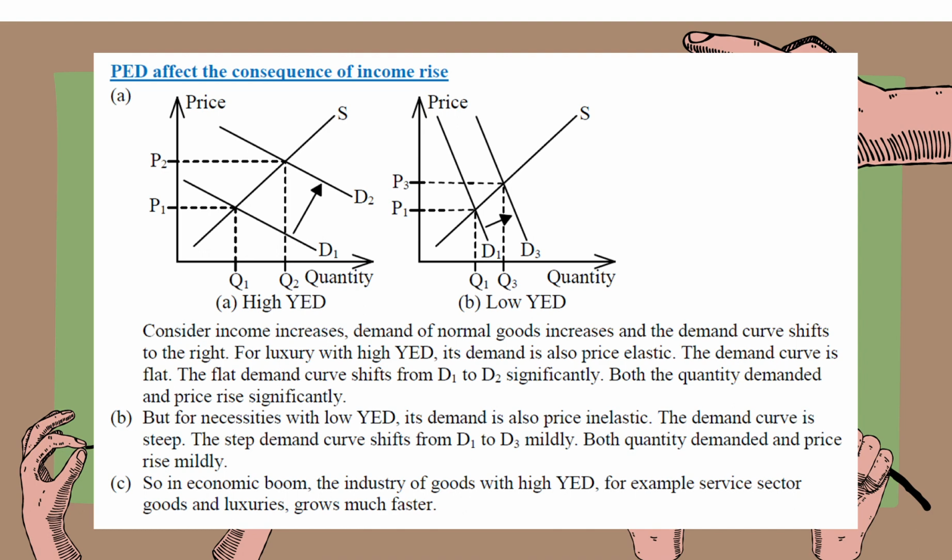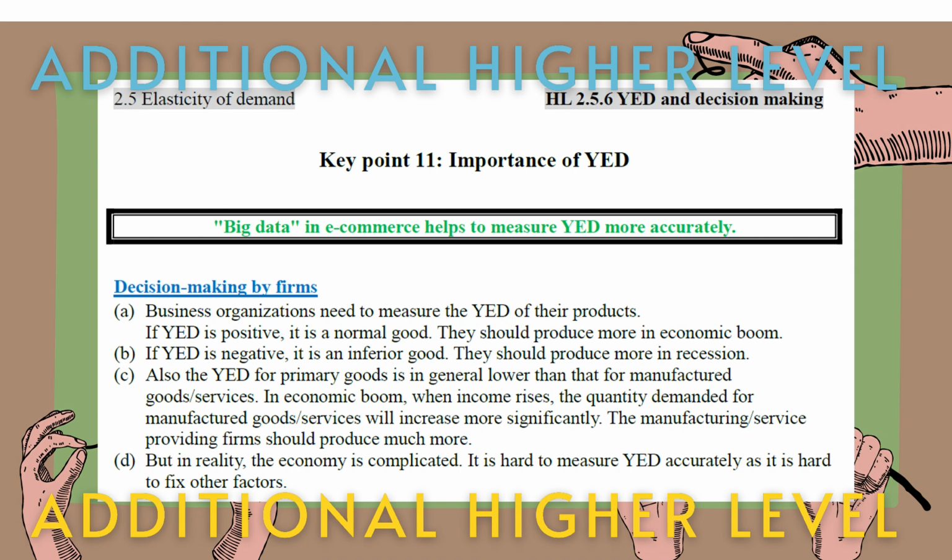Luxury has a high YED and a high PED. Necessity, primary sector goods, has low YED and low PED. And importance of YED, so you can see the difference. Big data in e-commerce helps to measure YED with more accuracy. Decision making by firms.